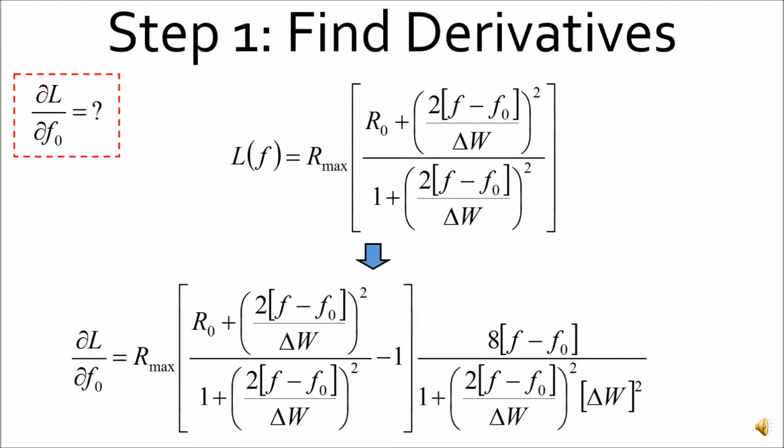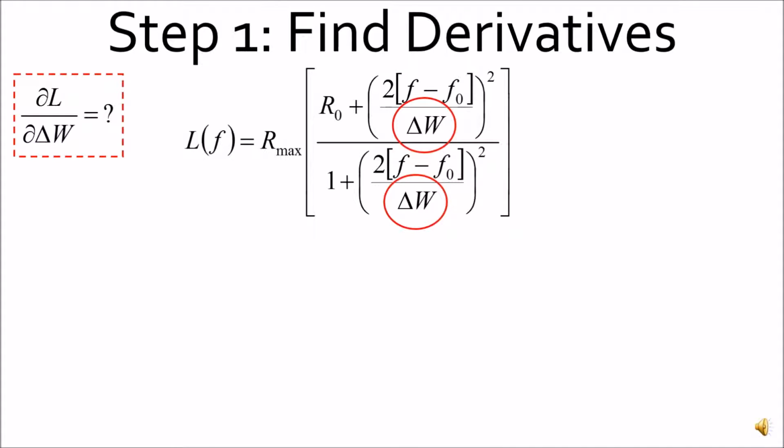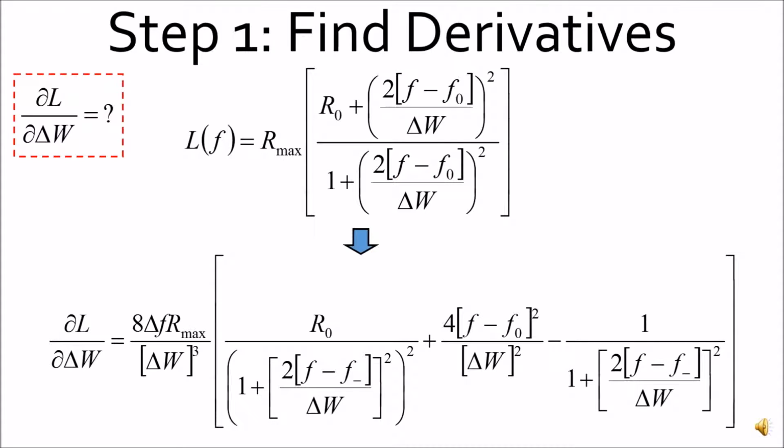And the final parameter is delta W. If we look at our Lorentzian, once again, we find it's inside a bracket, it's squared, and it's at the top and the bottom of the fraction. So it's quite complicated to evaluate. Well, not really complicated, but it's just time consuming to evaluate. So I'm not going to do it. I'm just going to give you the answer, which is as follows.